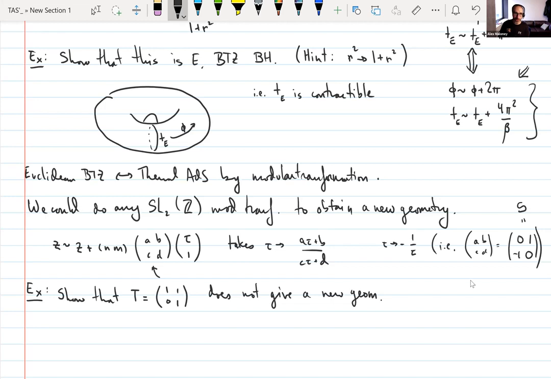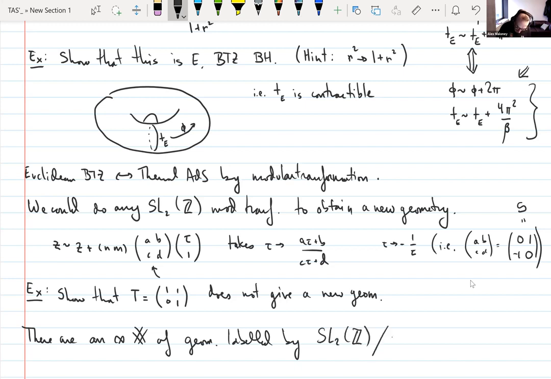Okay? And so, in fact, what that means is that there are an infinite number of geometries labeled by SL2Z mod Z, where Z is generated by those transformations that take tau to tau plus n, or tau to tau plus 1.